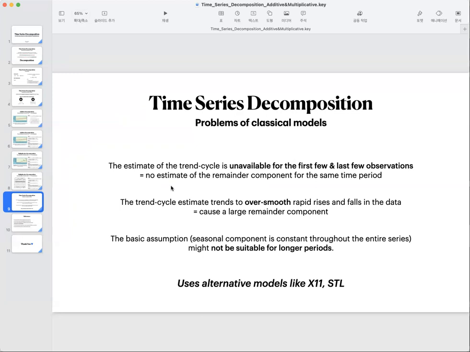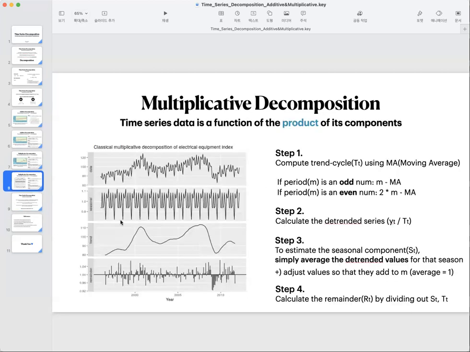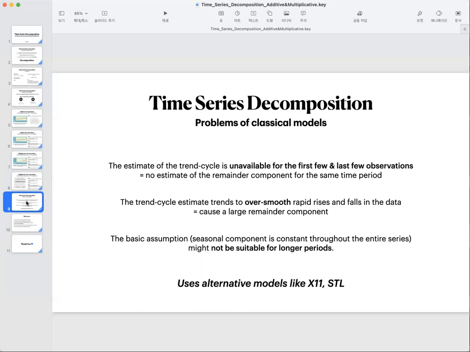Second, the trend cycle estimate tends to over-smooth because we average everything in the data. The rapid rises and falls in the data can be removed, so that could cause large remainder components like this one. There is a lot of remainder inside these models. So that could be one of the problems of these simple classical models.